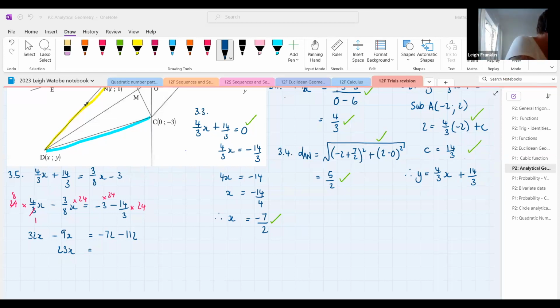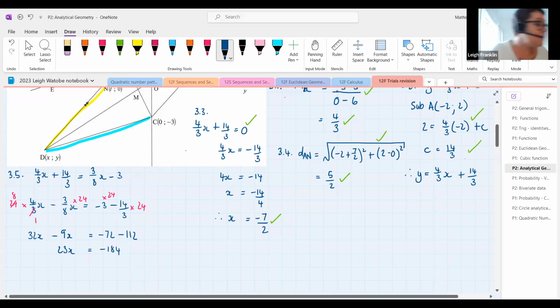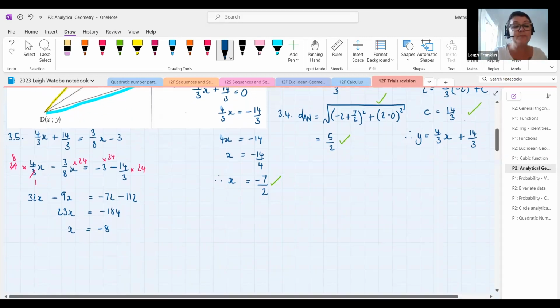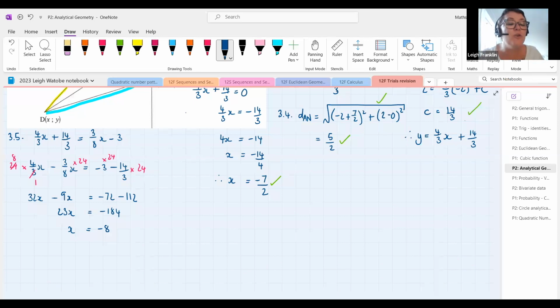And then on the other side, we've got negative 72 minus 112, which gives us negative 184, which we need to divide by 23. And that gives us our x coordinate of negative 8. Okay, so that's what Nhlanhla was saying to us. They said that the x coordinate at D would be negative 8.